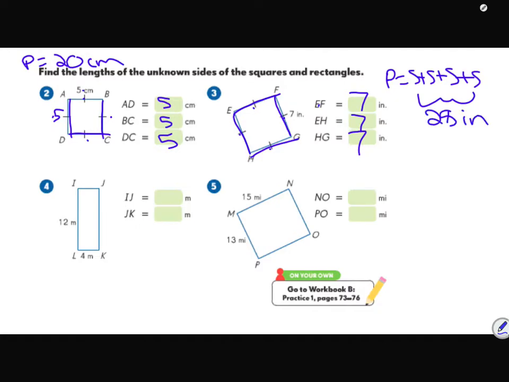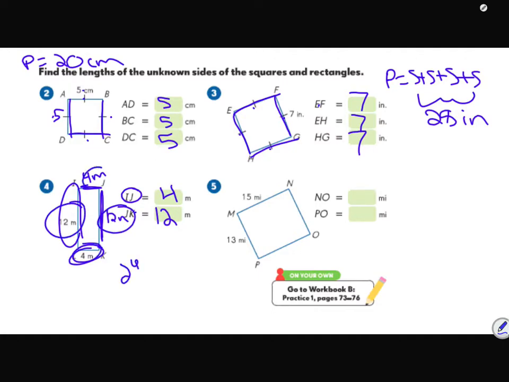Then 4 is a rectangle, and I know that because I see this side's 4 and this side's 12, so they are not the same. So I could write 4 meters, 12 meters, and then this one says IJ, which is this one, which is 4, and this one says JK, which is this one, which is 12. Again, if I want to do the perimeter, I'm going to add the sides together. 12 plus 12 is 24. 4 plus 4 is 8, and then I get 32 meters.